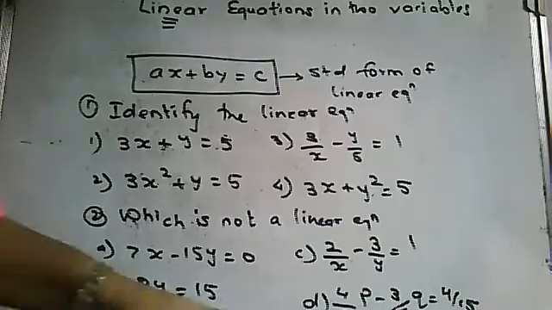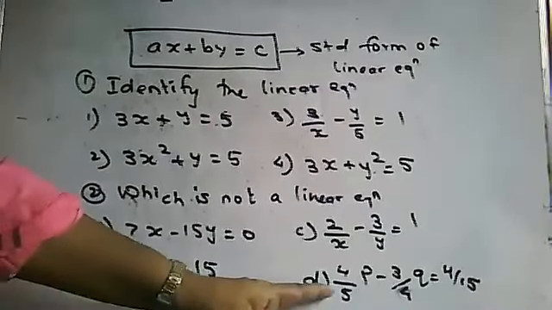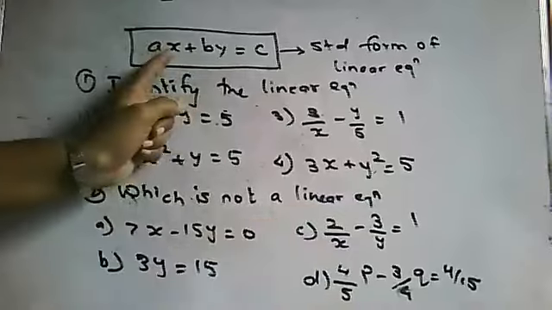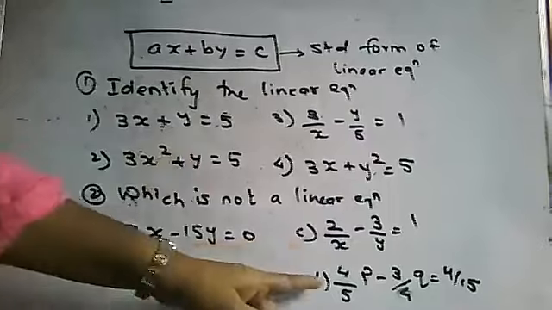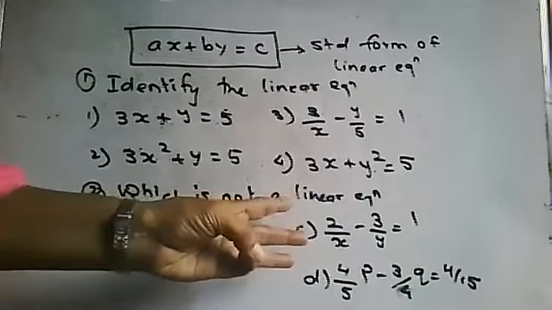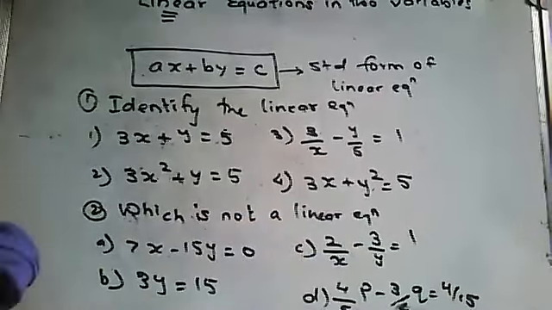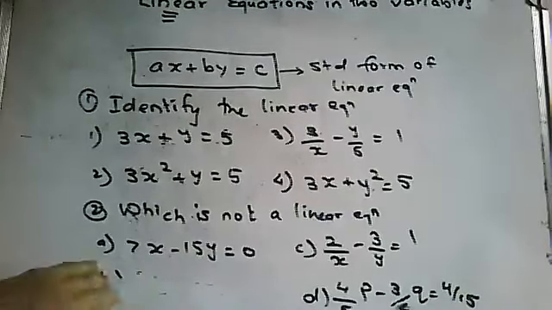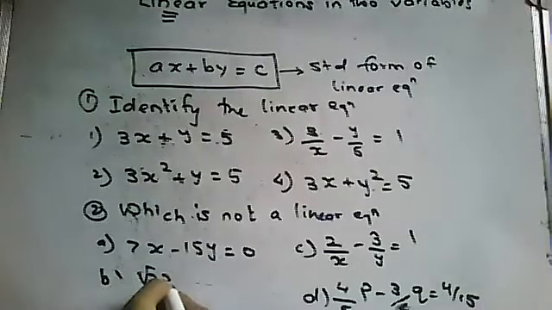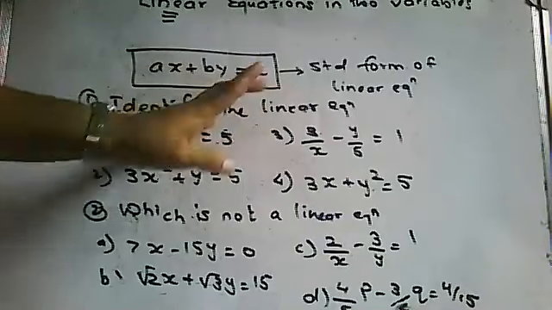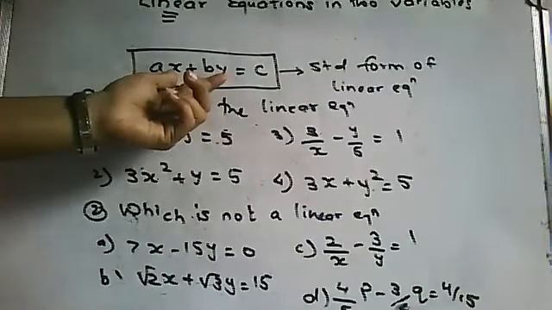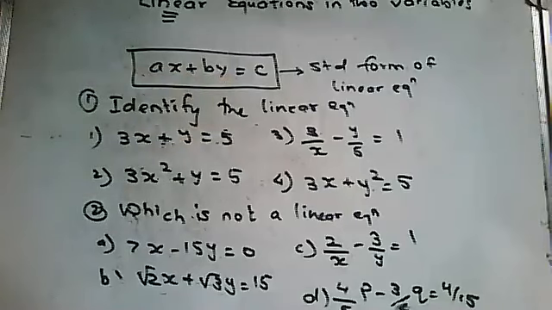Clear, students? Even 4 upon 5 is fine. That a, b, c can be anything. a, b, c are numbers. They can be fractions, they can be decimals, they can be roots also. Like here, if they give you root 2x plus root 3y is equal to 15, still it is a linear equation. So a, b, c can be anything. The question is only that x and y should have degree 1. That's all. Clear this part, students?